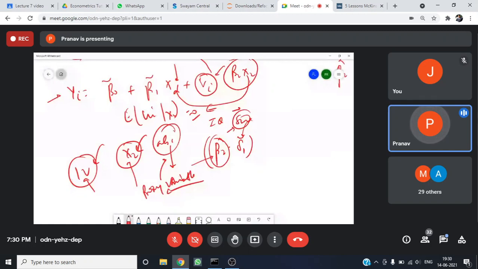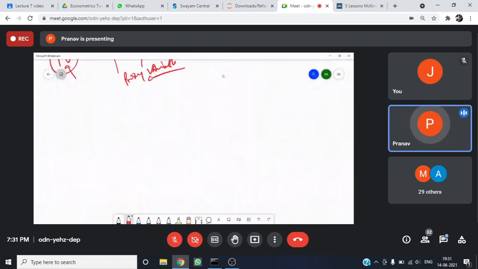Now, after having talked about the problem of exclusion of omitted variables, let us talk very briefly about one other possible problem of the data matrix, which is multicollinearity.